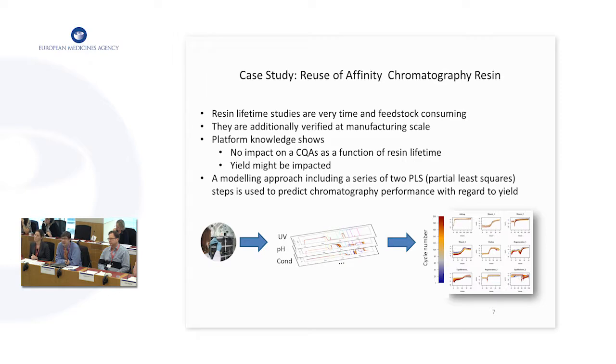We have seen, on the other hand, that yield might be impacted. That is important for us. And we have now developed a modeling approach. This includes a series of 2 partial least square assessments or evaluations. And this will predict the chromatography performance with regard to yield.